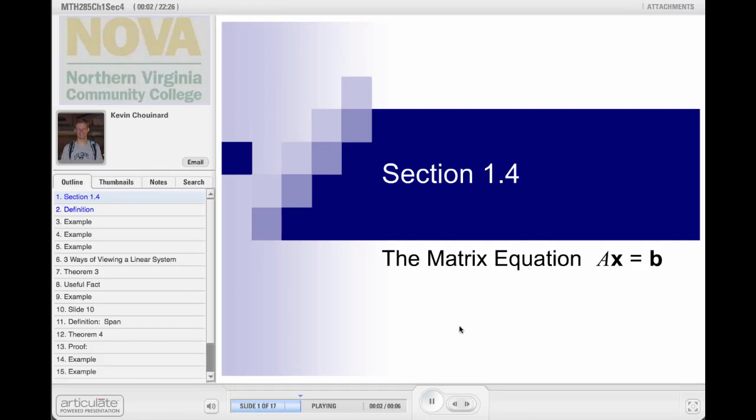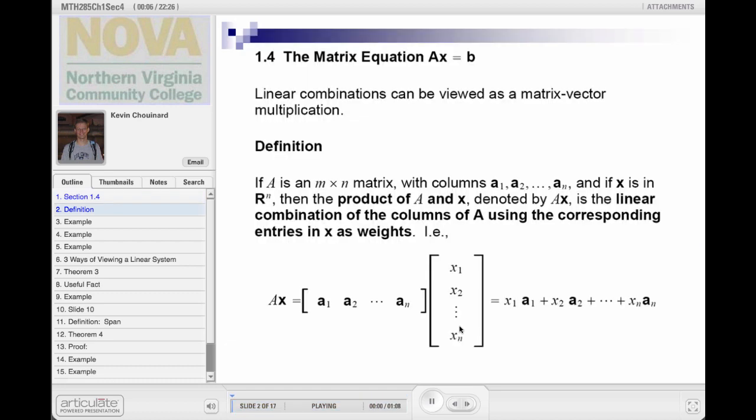Section 1.4, the matrix equation AX equals B. The matrix equation AX equals B. Linear combinations are one way of viewing matrix vector multiplication. In other words, when we want to multiply a matrix times a vector, we can do it by just doing the appropriate types of linear combinations. And so here's specifically how we're going to do that.